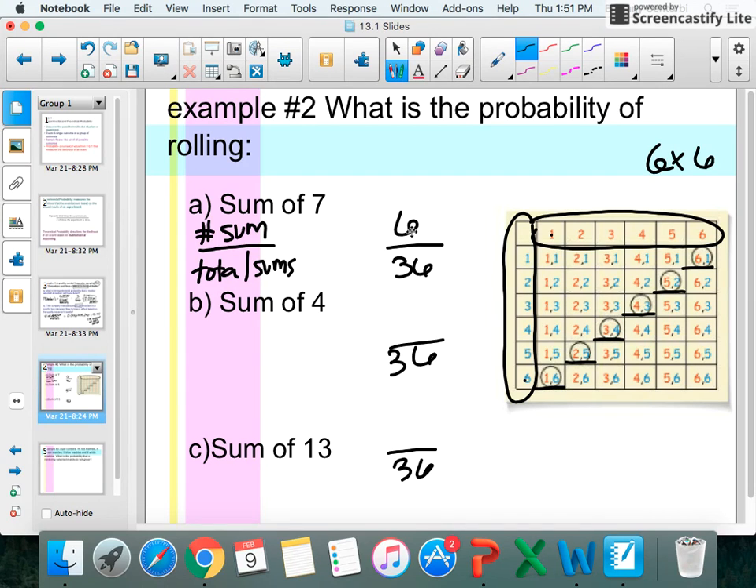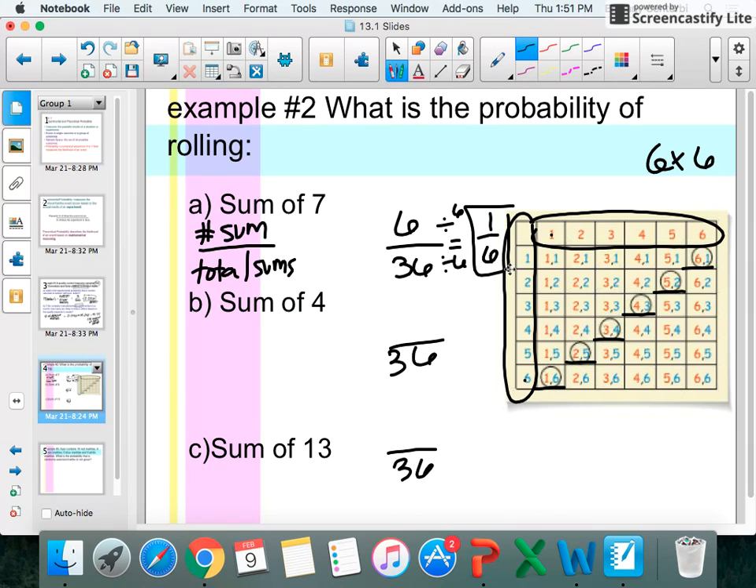And then we have to simplify down the fraction. So all of your problems you'll have to have reduced fractions. I want you to make a note of that on your paper that you need to simplify all of your fractions. So then 6 over 36, divide the top and the bottom by 6, and that gives you 1 over 6. So you have a 1 in 6 chance of rolling a 7.